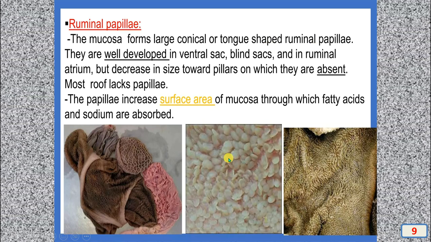So these are all the ruminal papillae, and they are very well developed in the ventral sac, blind sacs, and ruminal atrium, but decrease in size towards the pillars, where they are absent. The papillae increase the surface area of the mucosa, with which fatty acids and sodium are absorbed. Volatile fatty acids are absorbed through these papillae. Sometimes they also look like this.